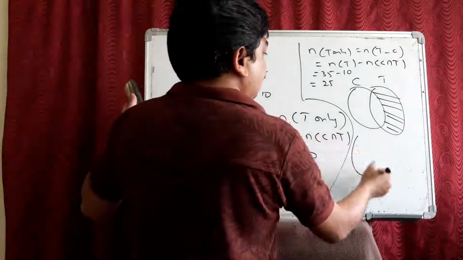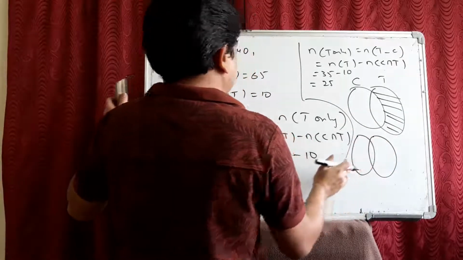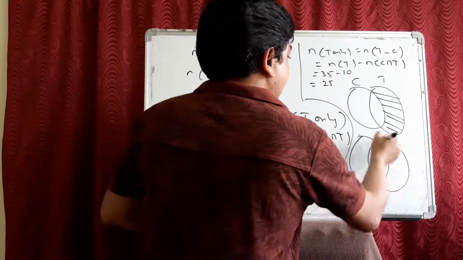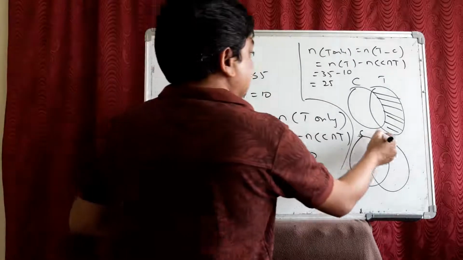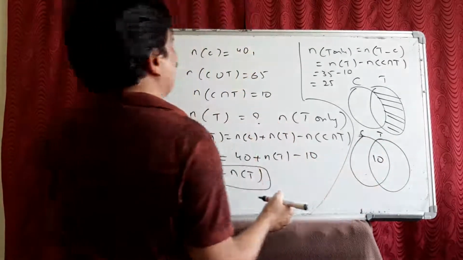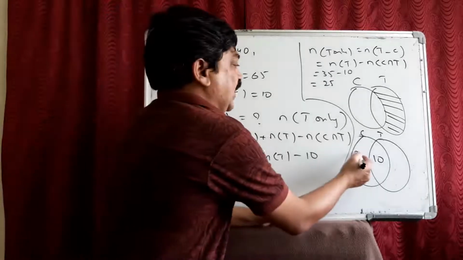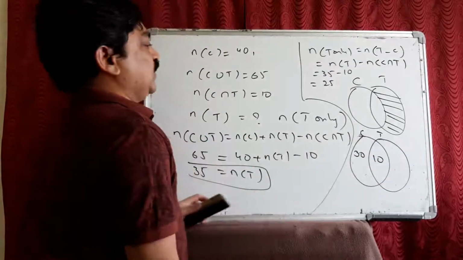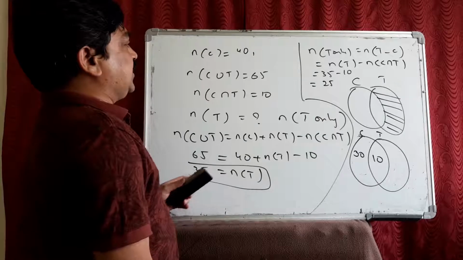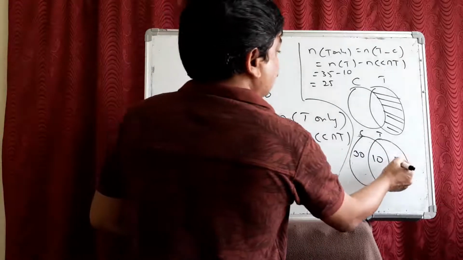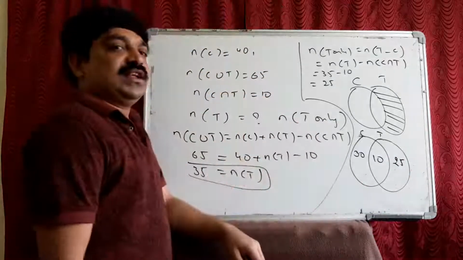I tell you how to fill the figure also. See, from the figure also you can do this. See, I'll write bigger. See, what is C intersection T? CT, 10 here. What is C? 40, no? From 40 already 10 is here. We write 30 here. Okay. Total is 65. From total 65, 65 means here 40 is there, so it becomes 25. Directly you can give the answer.